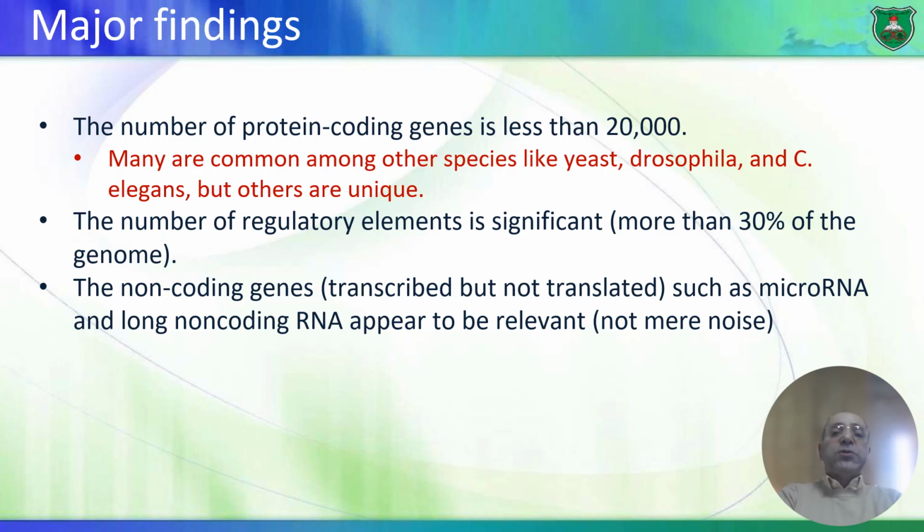But the Human Genome Project also revealed that the number of regulatory elements is really significant. It's about 30% of the human genome. And that indicates that regulation is really important in making a human being. Something else is that the 20,000 or so protein-coding genes cover less than 2% of the human genome, but the portion of the human DNA that is transcribed is about 75%.